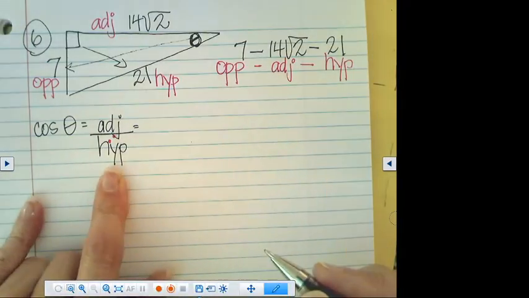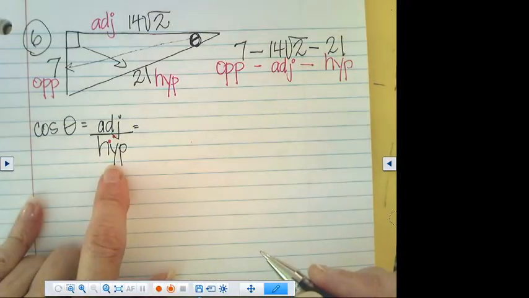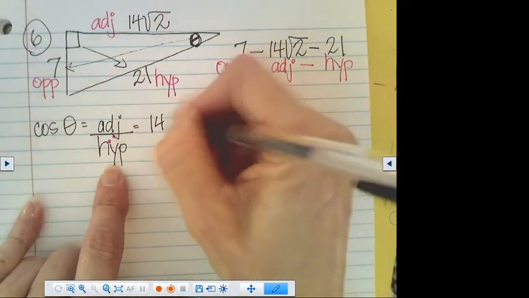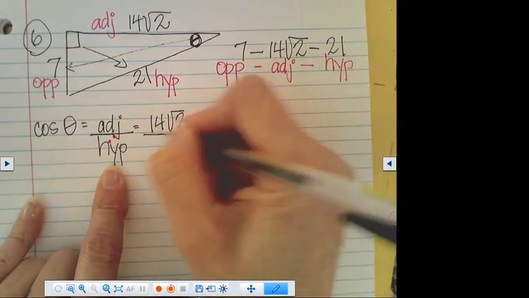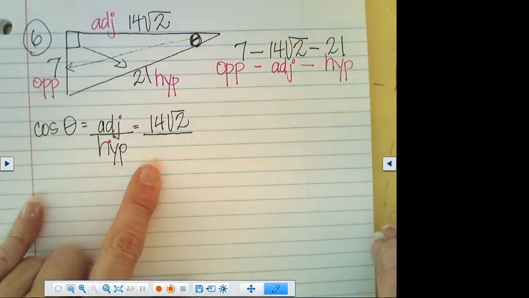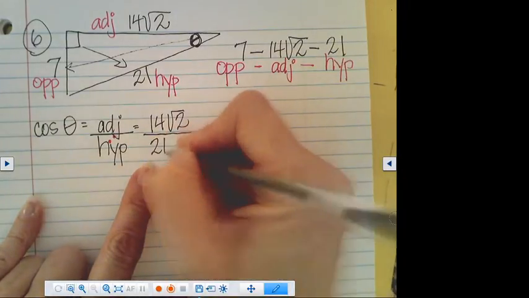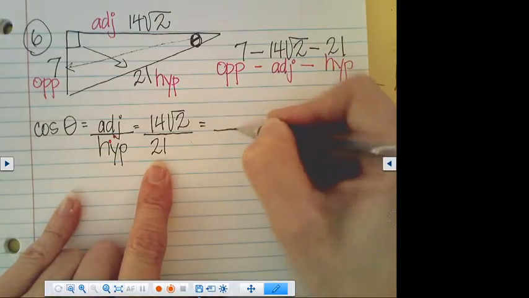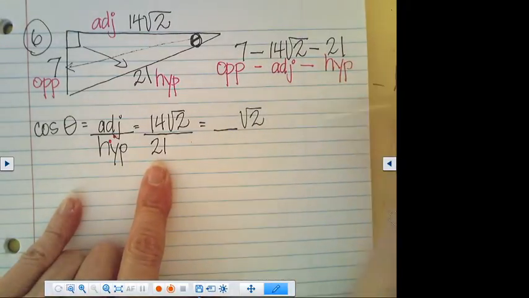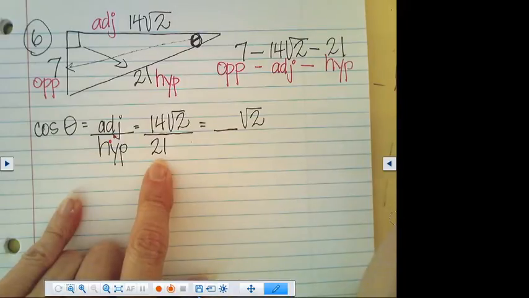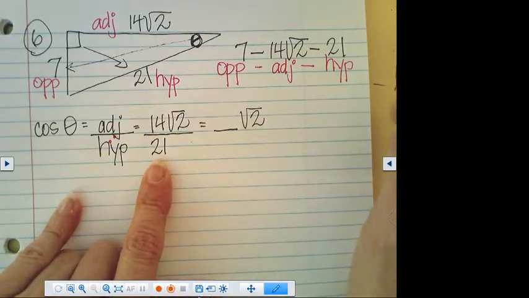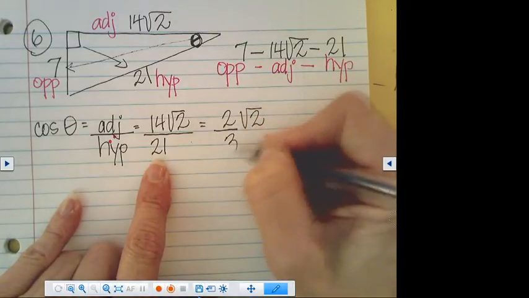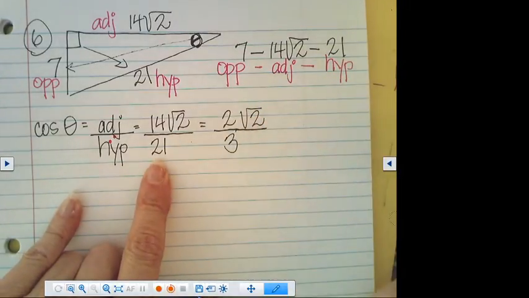All right, now just place those numbers where they belong. The adjacent side is what? 14 square roots of 2. Good job, thank you. Hypotenuse? 21. Can you reduce? What fraction is on the square root of 2? You can divide top and bottom by 7. Yes, you can. So divide top and bottom by 7, and what do we get? 2/3. So we have 2 square roots of 2 divided by 3.